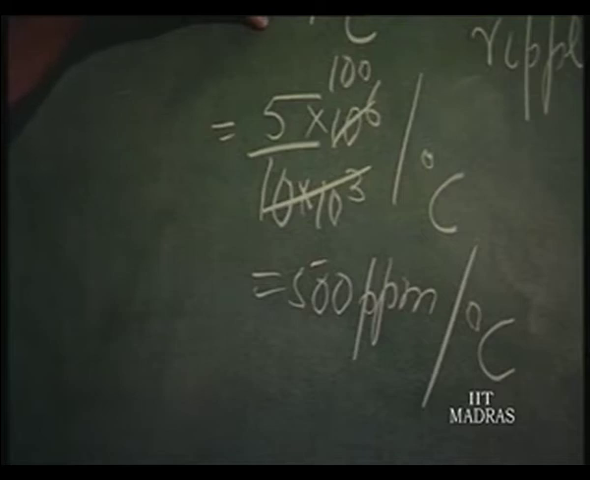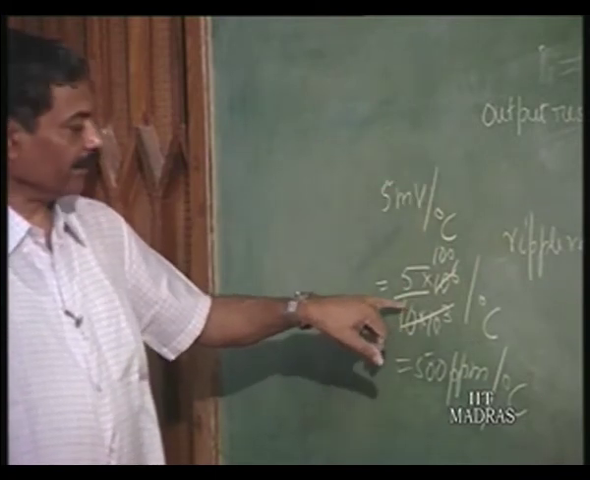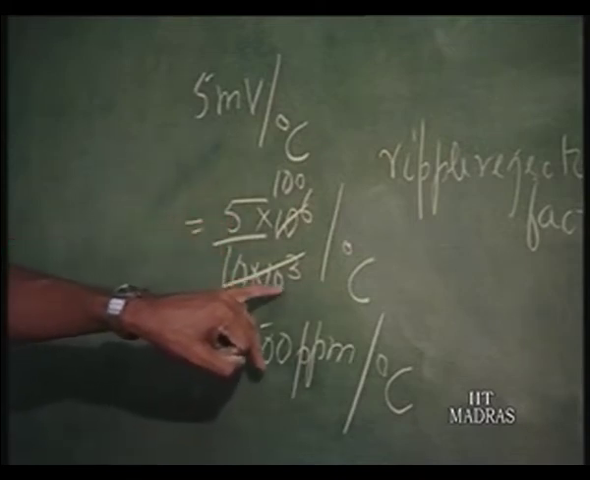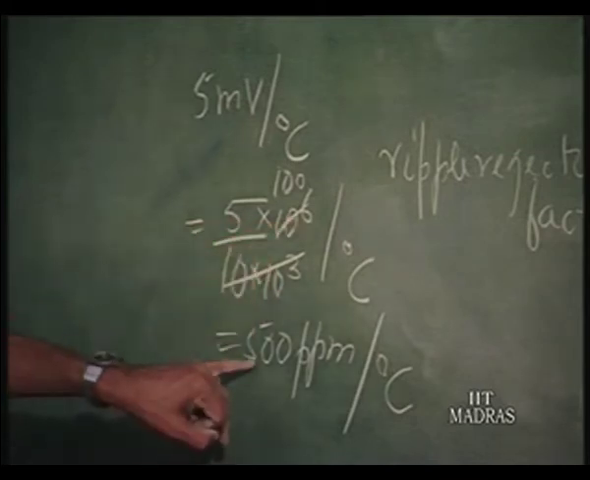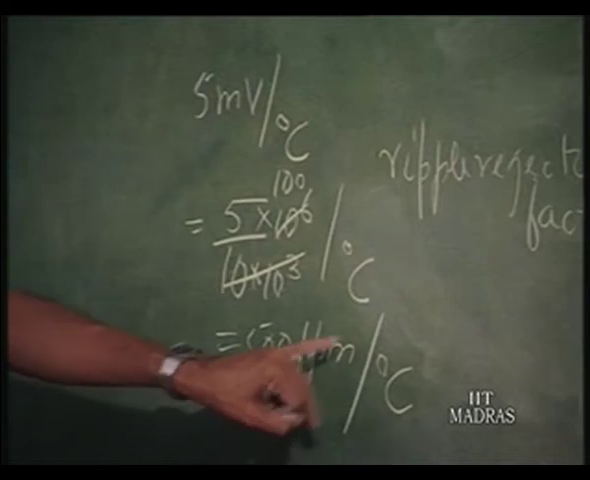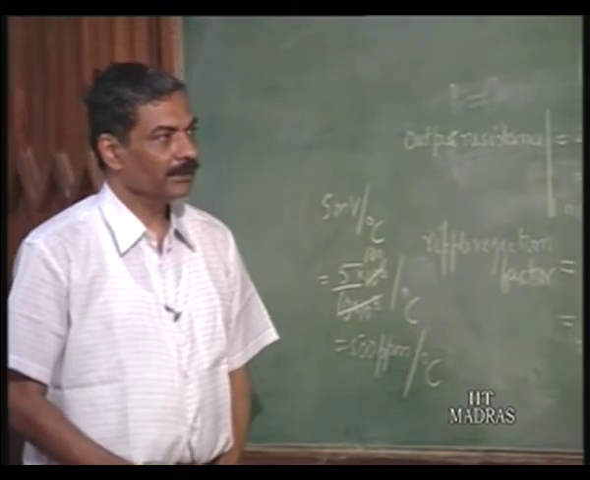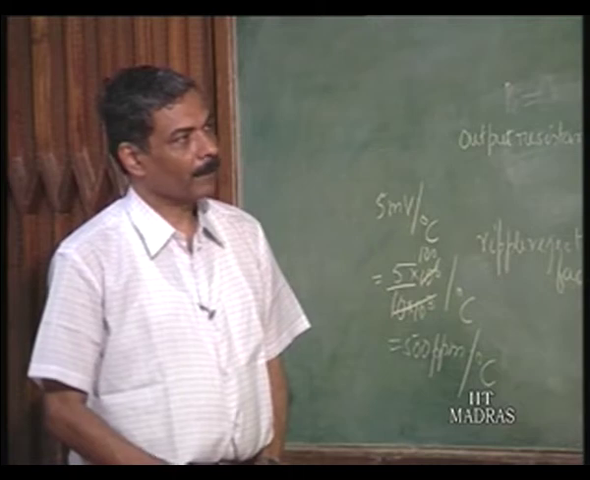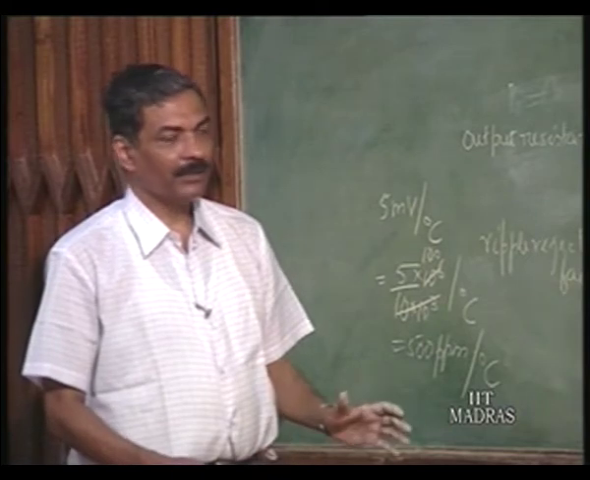Assuming that the temperature coefficient of Vz minus V gamma is 5 millivolts per degree centigrade, since the voltage reference is 10 volts, 5 divided by 10 into 10 to the power 3 millivolts into 10 to the power 6 will give you so many parts per million per degree centigrade. So, we have evaluated the temperature coefficient of the output voltage as 500 parts per million per degree centigrade. So, all the performance factors are available with us.